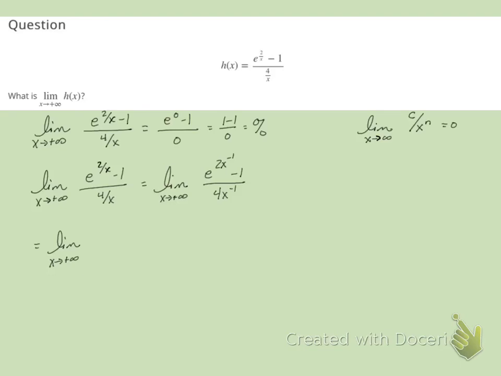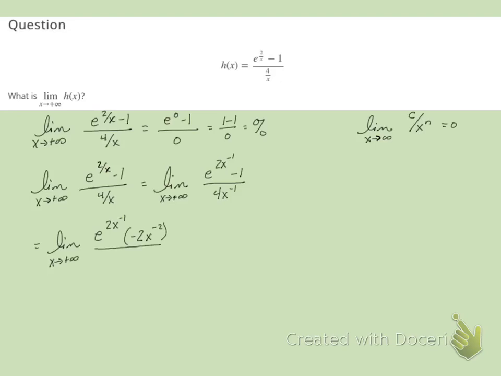I'm going to use the chain rule here, so the derivative of e to the x is e to the x. When I take this derivative, I will first have e raised to the 2x to the negative 1 power, and then I need to take the derivative of the inside function, 2x to the negative 1. So I'll drop that negative 1 down in front and decrease the power by 1. And then the derivative of negative 1 is 0.